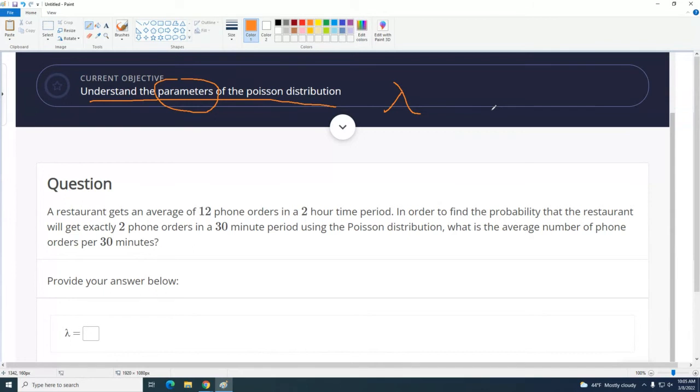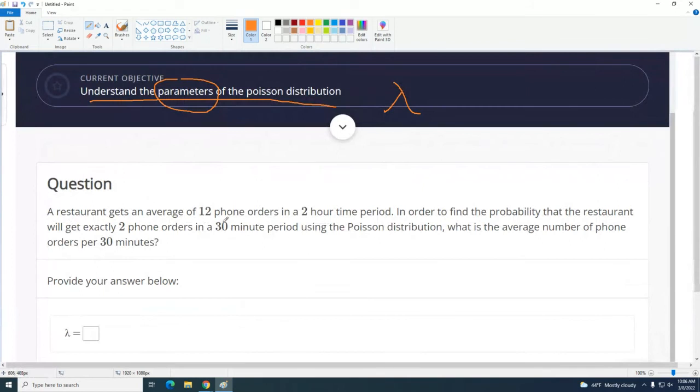We have the word parameter in the first chapter, parameter and statistic. Parameter is what's going on in your population. Statistic is what's going on in your sample. That is letter S. Okay, so Poisson distribution has only one parameter, that's the lambda. So we want to find the proper lambda for the question.